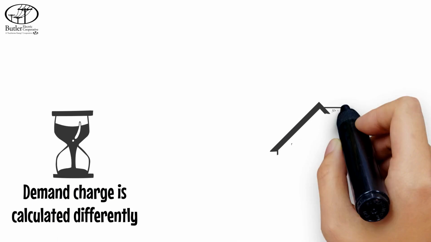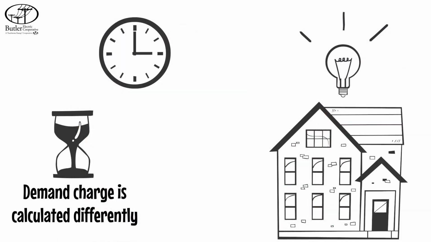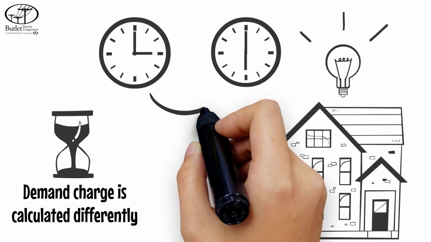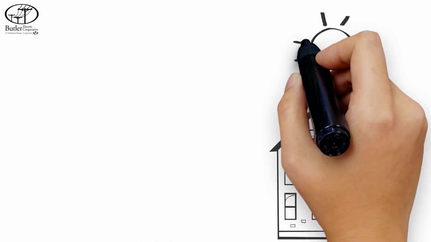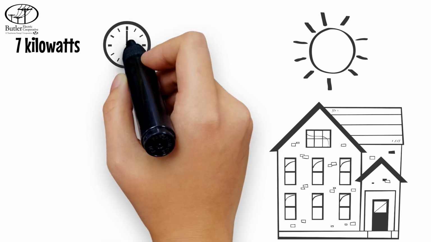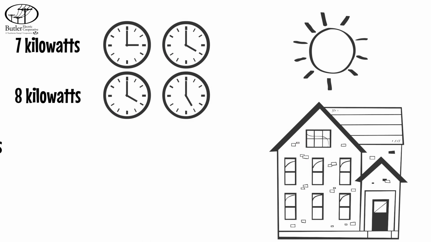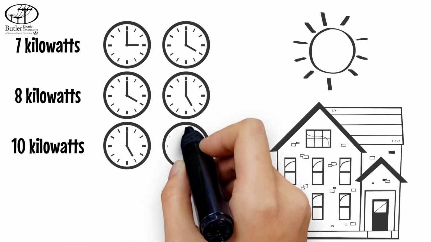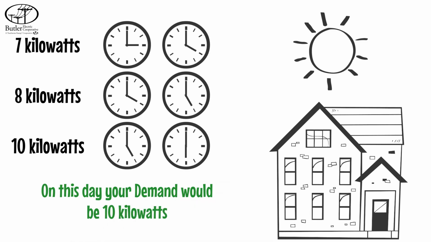We calculate your monthly demand by looking at your hourly usage during the peak hours of 3 p.m. to 6 p.m. weekdays. For example, let's say on a hot day in July, your home uses 7 kilowatts between 3 and 4 o'clock, and 8 kilowatts between 4 and 5 o'clock, and 10 kilowatts between 5 and 6 o'clock. On this day, your demand would be 10 kilowatts. At the end of the month, we take the highest hourly demand, and that becomes your billing demand.